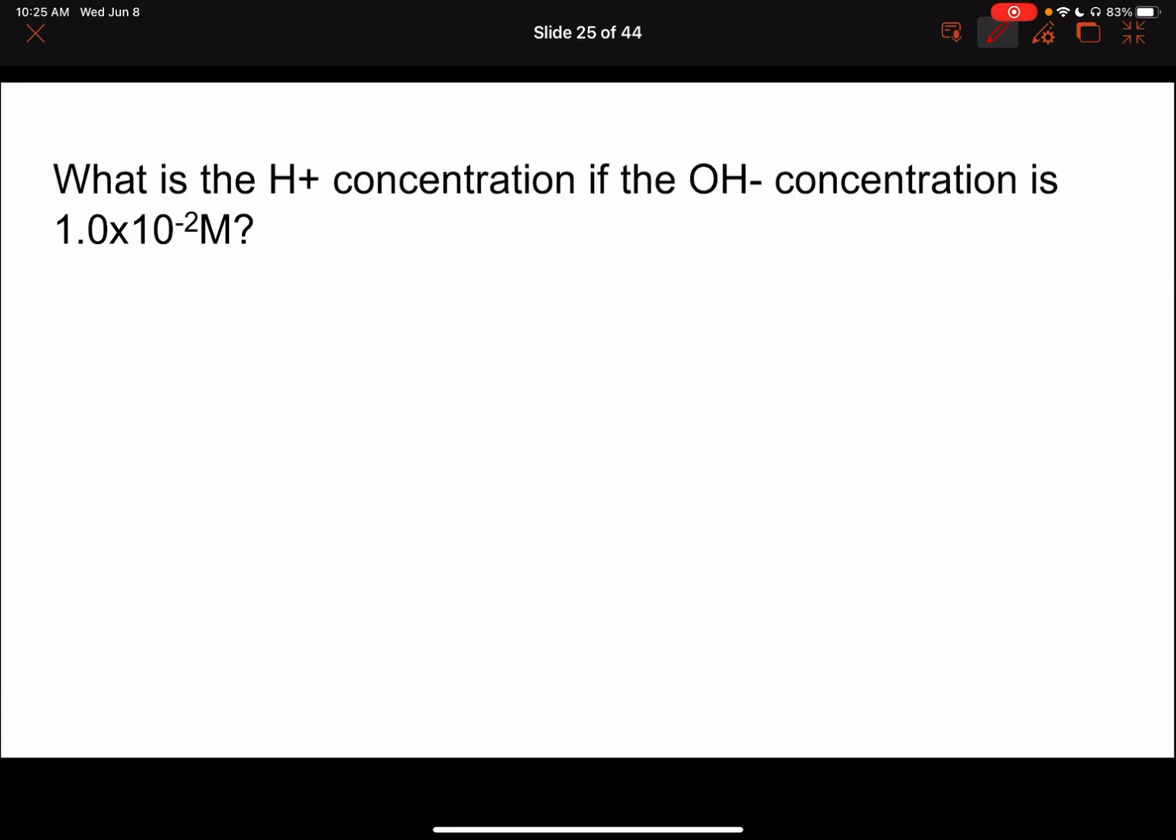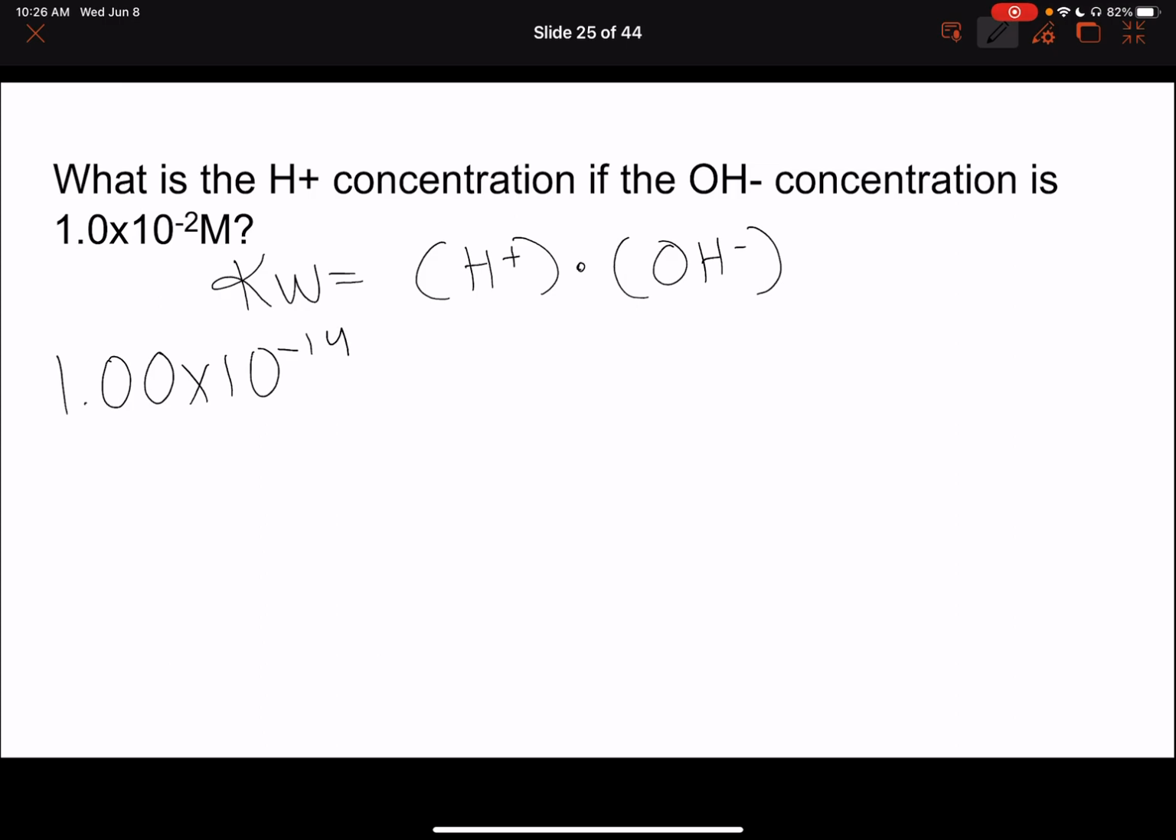So what is the H plus concentration if the OH minus concentration is 1.0 times 10 to the negative second molarity? Now this problem is already done in your packet for you. So we're going to use our Kw equation, which says we take the concentration of H plus times OH minus. We know that Kw doesn't change, it's a constant, so I'm going to write that out first. Now it says, what is the H plus? So that's my X, and I'm going to have my 1.0 times 10 to the negative second M here.